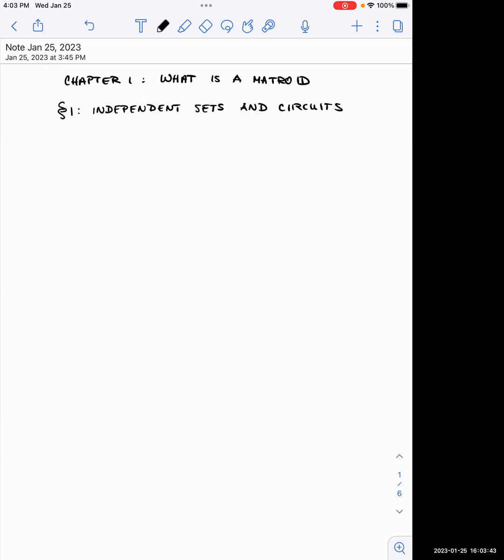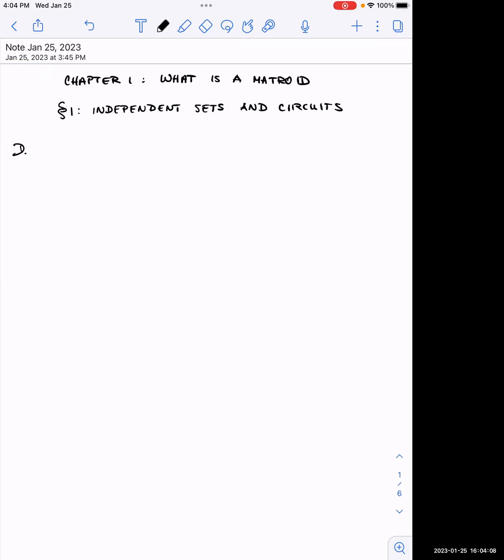So we're following Oxley's book, Matroid Theory. And I'm going to start with chapter 1, what is a Matroid? Chapter 1 is rather long, and it will probably take us about half the semester to get through chapter 1 itself. But we're doing it in a very thorough manner. So we're paying attention to all the little details.